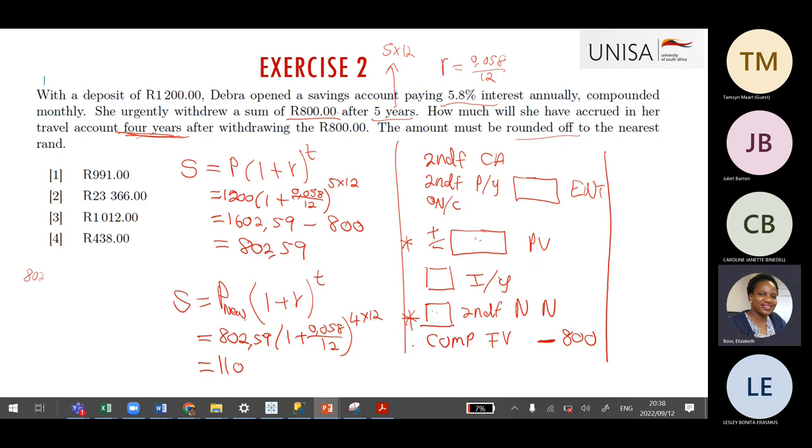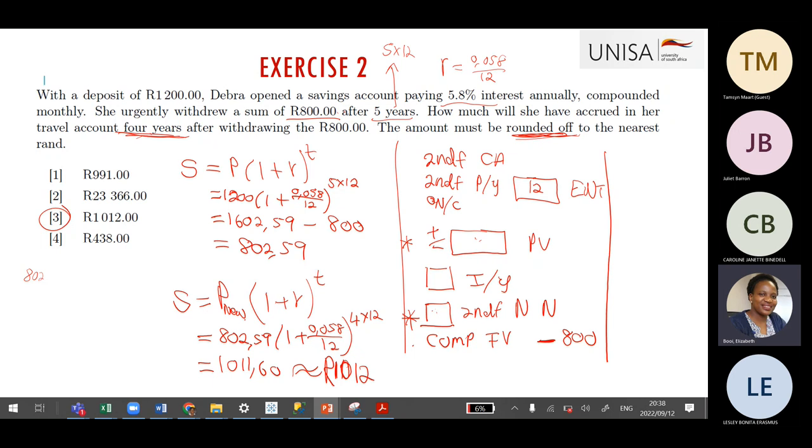The answer will be 1,011.60. But they said you need to round it off to the nearest rand, and therefore to the nearest rand, this is 1,010.12. That is the nearest rand. That is the answer. In terms of the financial calculations, compounding periods, they are monthly.